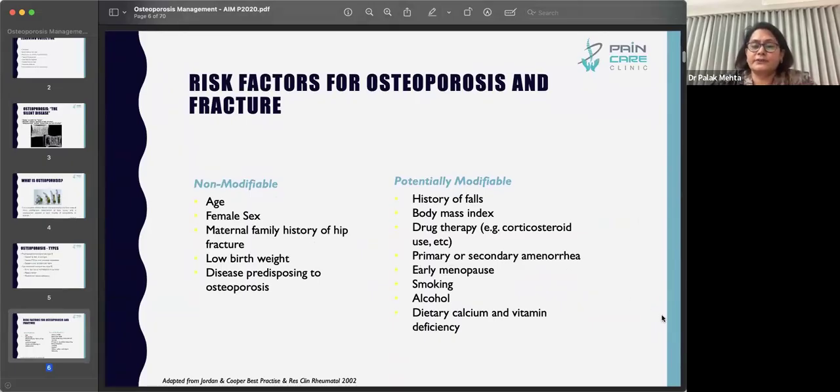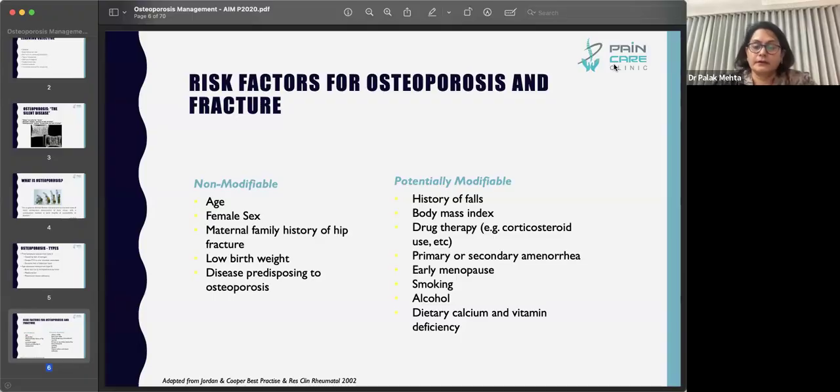So what are the risk factors for osteoporosis and fracture? There are two kinds: non-modifiable and potentially modifiable. The non-modifiable risk factors are age, female sex, maternal family history of hip fracture, low birth weight, and diseases predisposing to osteoporosis, like high intake of steroids, rheumatoid arthritis, and some systemic inflammatory diseases where you are supposed to take frequent steroids, which may lead to early osteoporosis.